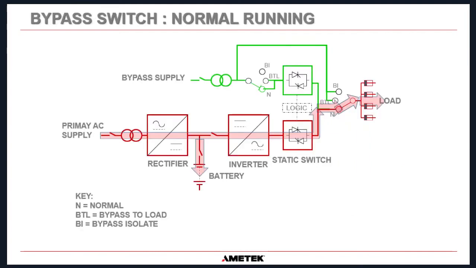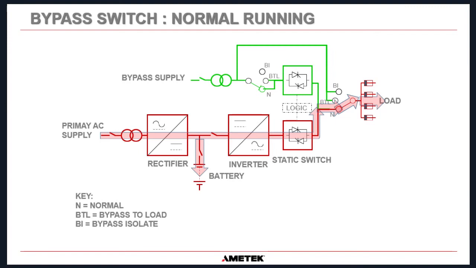Okay, so the next thing I wanted to discuss is bypass switches. Once again, this is a diagram from one of our Amtec SEI UPSs, and you can see the bypass switch. The contacts are here, the top left, and they're also here. It's a little bit messy with the arrows, but those are the contacts. Okay, and the key, we have normal, which is the normal position. Obviously, we have three positions: normal, bypass to load, which is the middle position, and bypass isolate. Okay, so it's usually three positions on our bypass switches. It could be two, but we do recommend three.